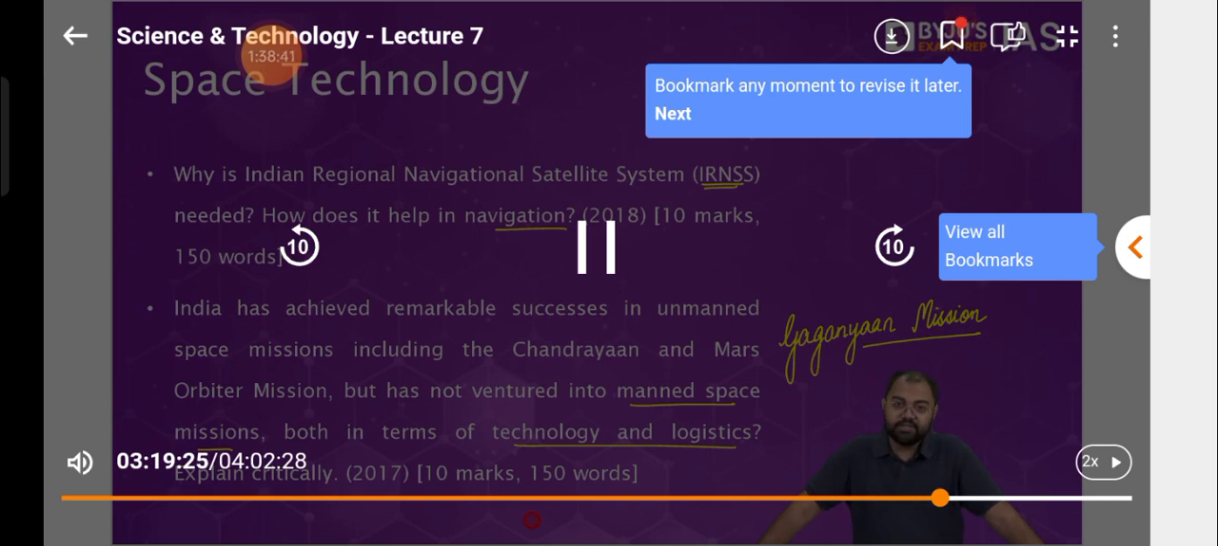Technologically, until now we haven't used anything of this sort, but other countries have. So we learned from Russia, we learned from other countries. At the same time, logistically also, cost wise also, it's a big project. For example, the total budget of this project is approximately 10,000 crores. So logistically, cost wise, all these things also we have to take care of.